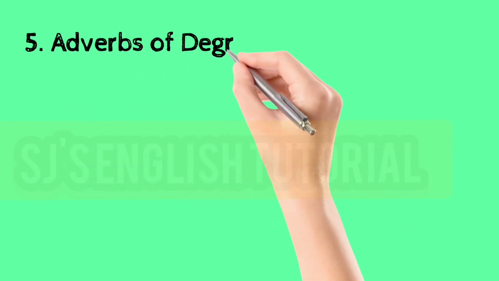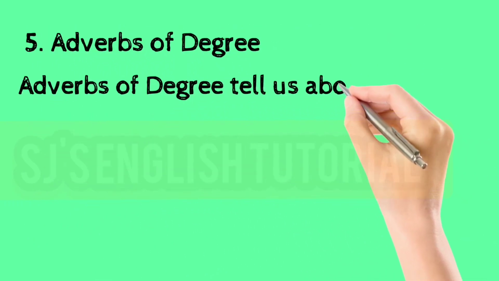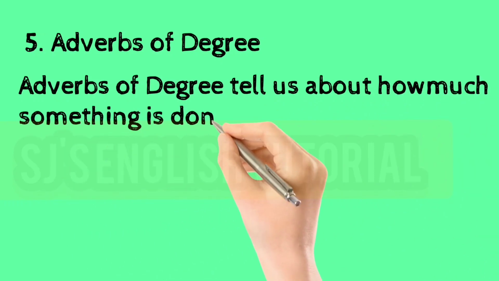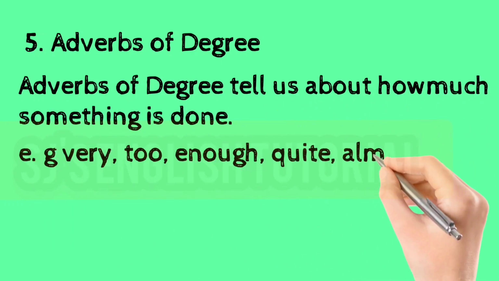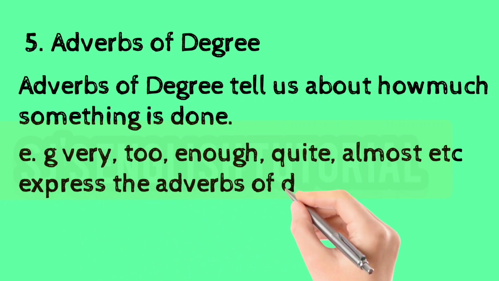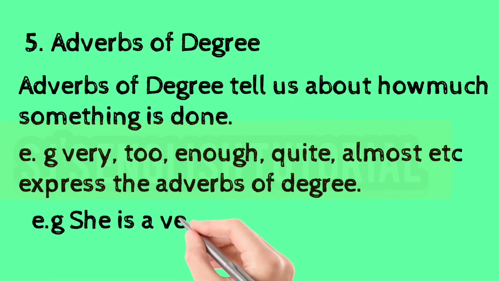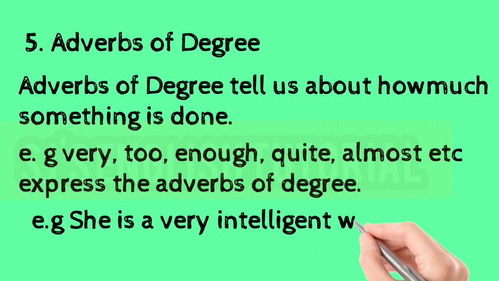Now the fifth one is adverbs of degree. It tells us about how much something is done. Very, too, enough, quite, almost, etc. express the adverbs of degree. For example, she is a very intelligent woman.